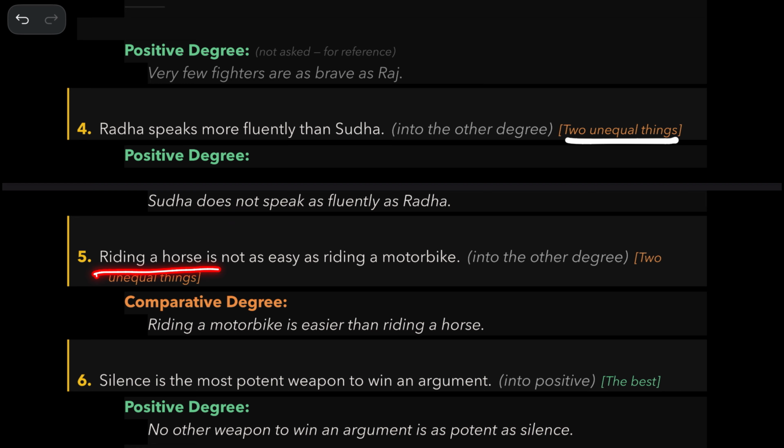Riding a horse is not as easy as riding a motor bicycle. This is also not correct. They could have simply said use the comparative form of this adjective, easier. Now comparative degree: riding a motorbike is easier than riding a horse.